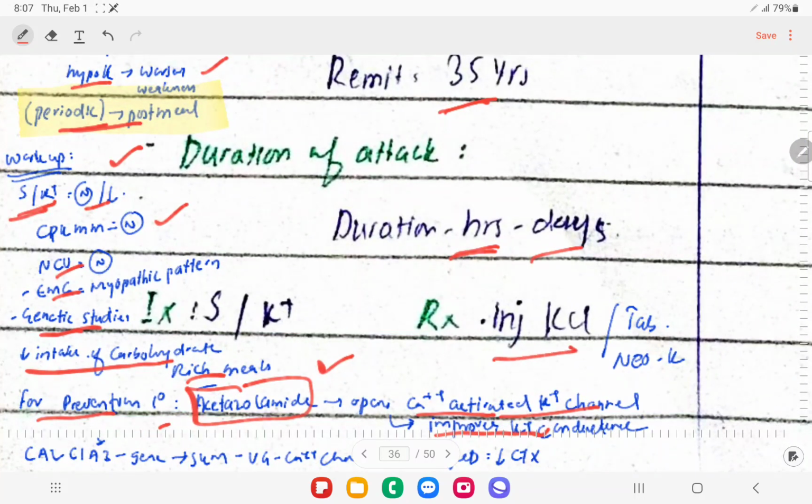Along with that, we can add the tablet Neo-K, that is potassium, and we can give these patients injection potassium chloride in diluted form over hours, right?